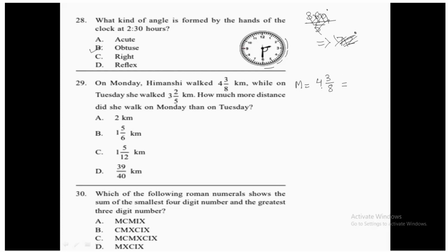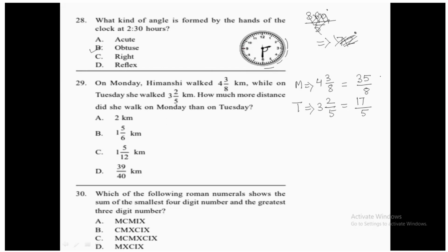So 8 fours are 32. 32 plus 3 is 35 by 8. And on Tuesday, she walked 3 whole 2 by 5. Okay, so what are we getting? 5 threes are 15. 15 plus 2 is 17 by 5 that we are getting over here. Okay. Now let's see how much more distance did she walk on Monday than on Tuesday.